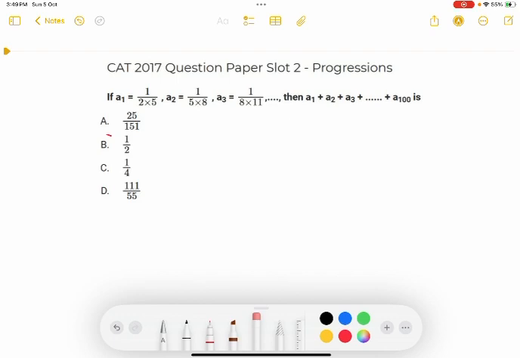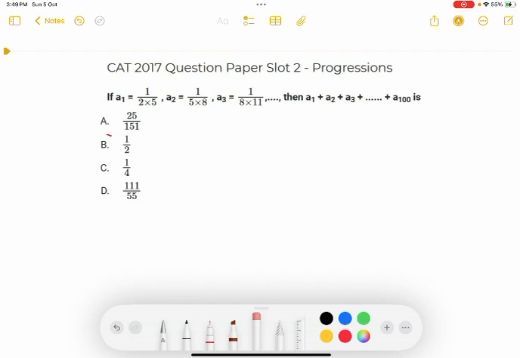So let's solve this question from CAT 2017 slot 2. This is a question on progressions. The series is given that a1 is equal to 1 upon 2 into 5, a2 is equal to 1 upon 5 into 8, a3 is 1 upon 8 into 11. And then we need to calculate the sum of the first 100 terms of the series.